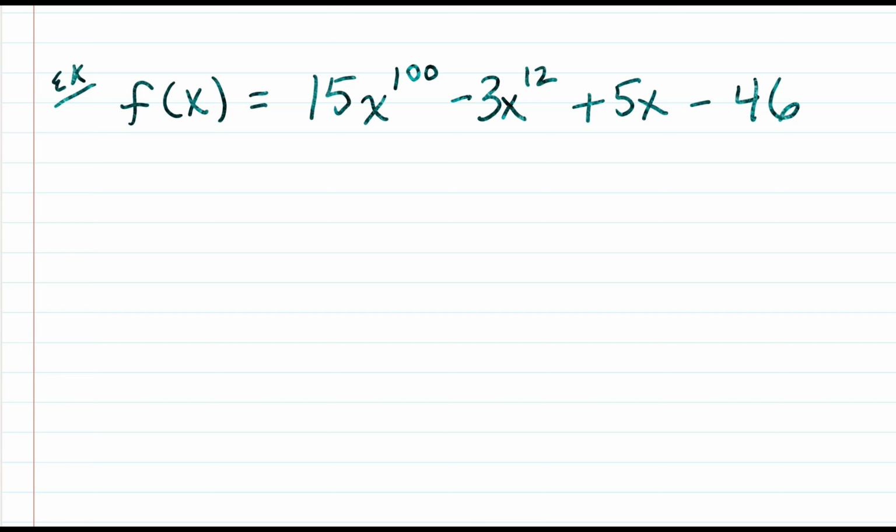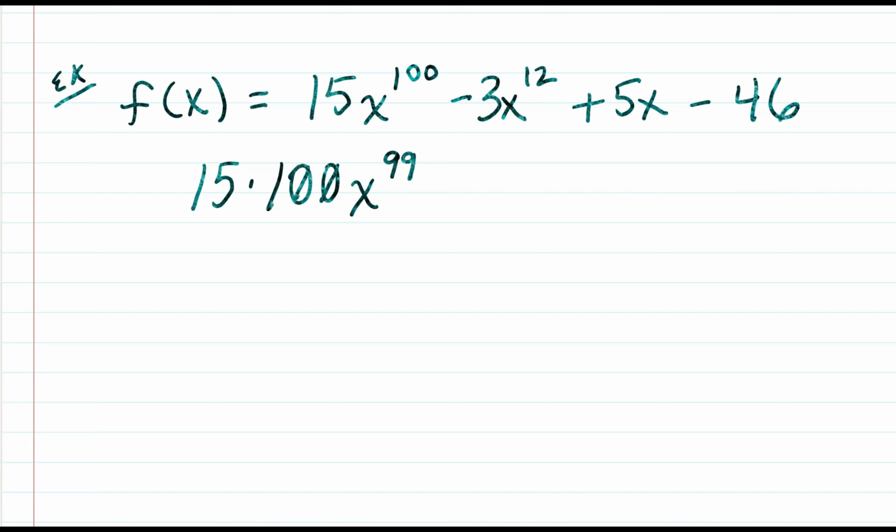In taking the derivative of the first term, 15x to the 100, we pull the 15 out. Then we take the exponent of 100, multiply it, put it in front of the x, and subtract 1 from the 100. That gives us 15 times 100 x to the 99th power.